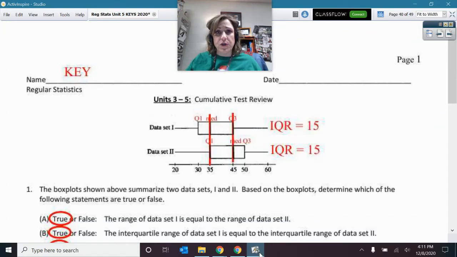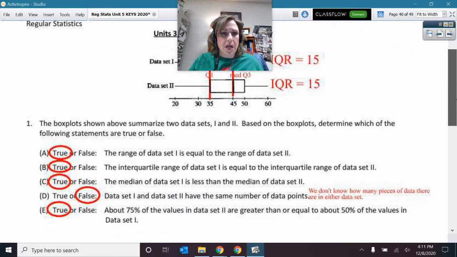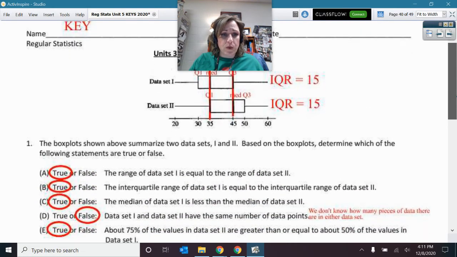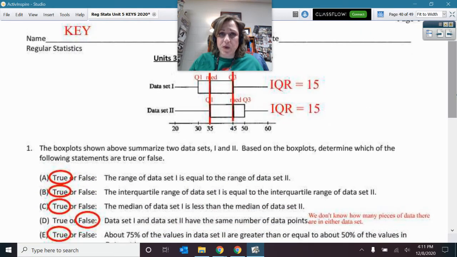All right, we're going to go over this Unit 3 through 5 review, and this really is going to be what we will use for the semester test review. So here we go. Number one, we've got these two data sets. Remember the different qualities of them. It looks like this one has the median. Data set 1's median is the same as data set 2.